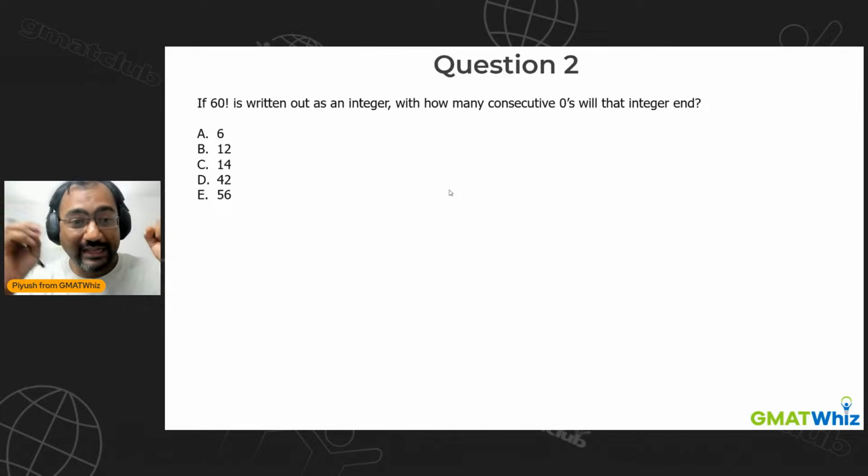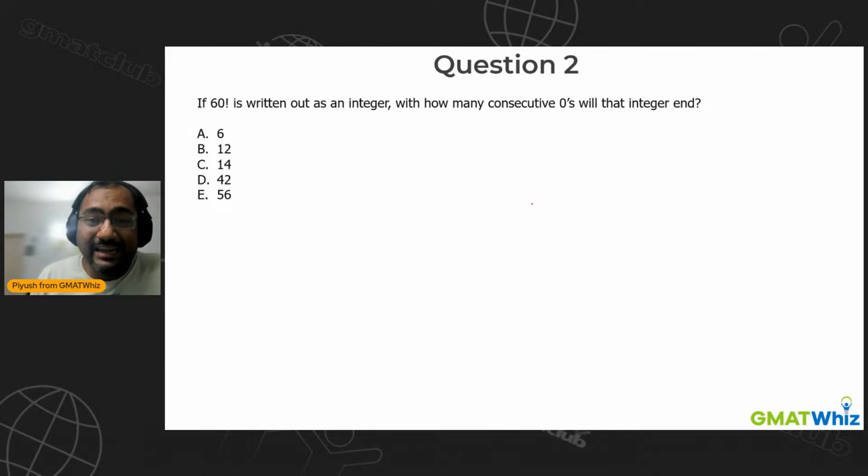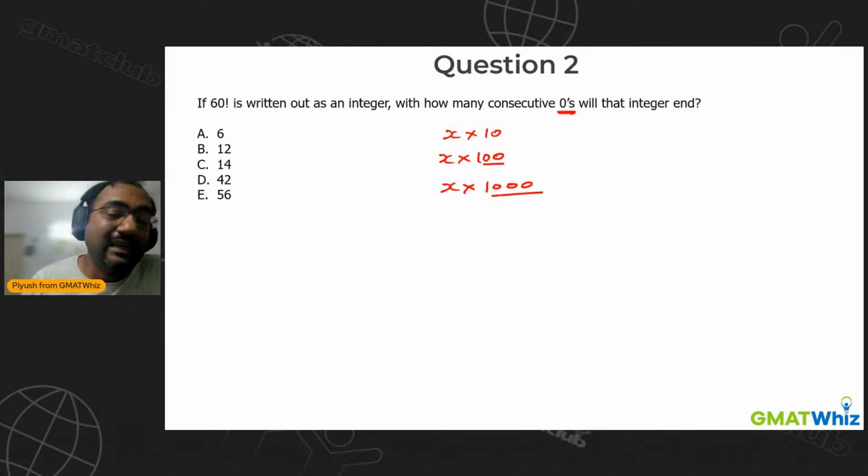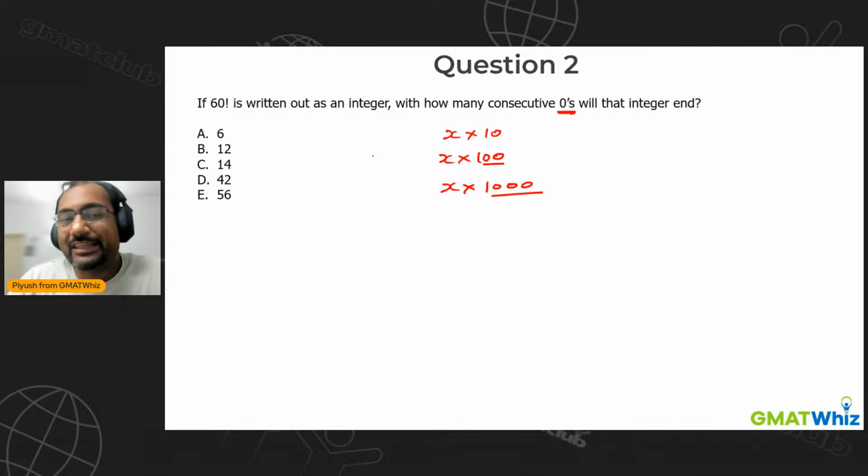But in reality, if you nail this question down, you will understand that a number ends in 0, basically in 1 zero, if you can write the number in the form of x into 10. Correct? So if the number is in the form of x into 100, it will end in 2 zeros. If the number is in the form of x into 1000, it will end in 3 zeros always. So technically, what the question is asking you is how many tens are there in 60 factorial?